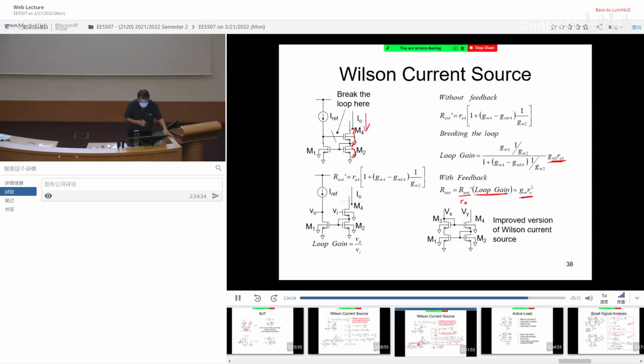Now, usually you will try to make it balanced. The reason is you don't want to make this transistor's VDS very different from this transistor's VDS or this transistor's VDS. So by adding an additional transistor, you sort of balance out. One side sees two VDS, the other side also sees two VDS. So they sort of balance out. But it's still the same Wilson current source.